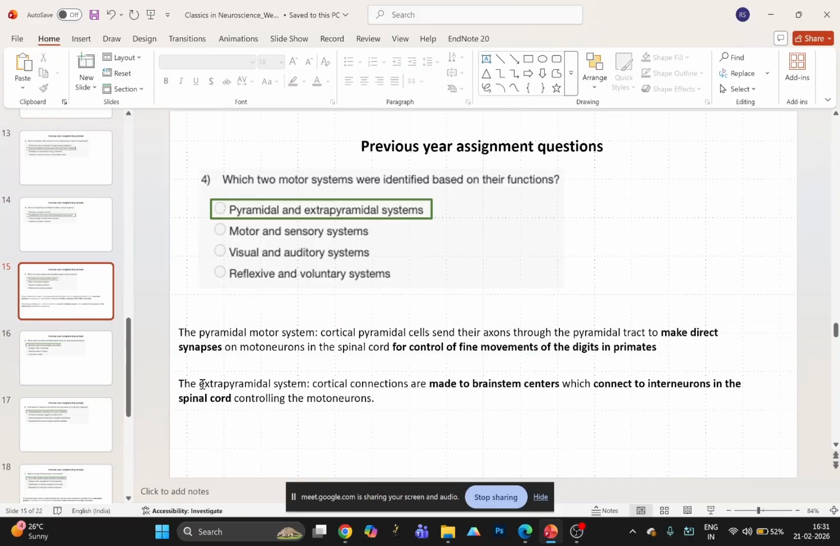And the other one is the extrapyramidal system, in which the connections are not direct, they are indirect. The connections are between the cortex and the brainstem centers, from the brainstem centers to the interneurons of the spinal cord, and finally from the interneurons to the motor neurons. So these two different systems were identified on the basis of their functions.